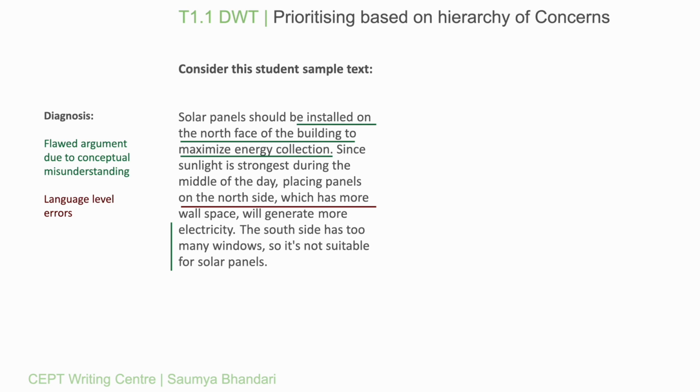Here, the student has identified that the solar panels must be installed on the north face of the building and provided reasons for this recommendation. It also includes the fact that the south side has too many windows and hence it is not suitable for solar panels. While there are also minor language errors, the overall text seems coherent at surface level. However, there are core issues here. The main argument is flawed because the student is conceptually incorrect. Even if the language is fixed, the text would remain incorrect because the recommendations are based on a misunderstanding.